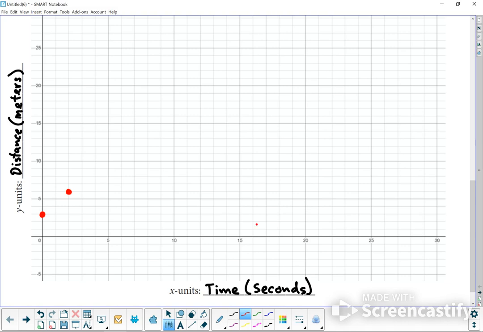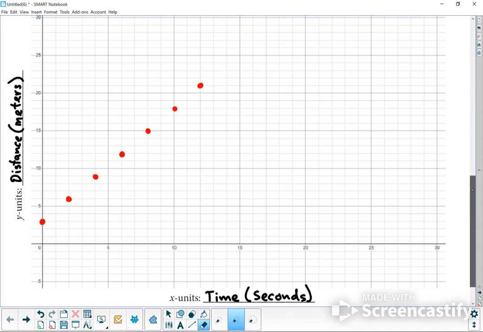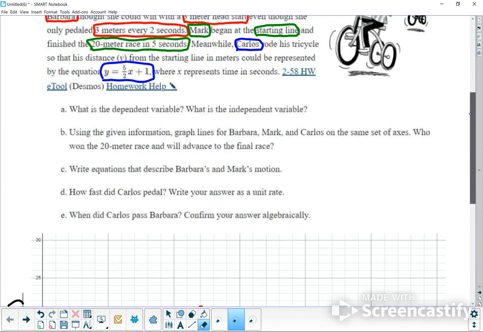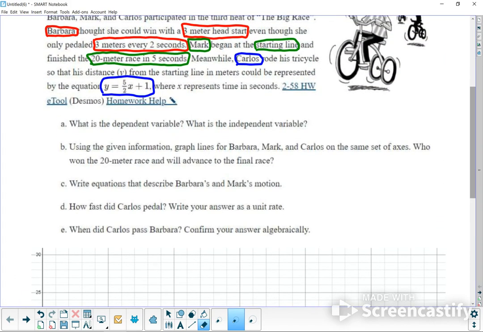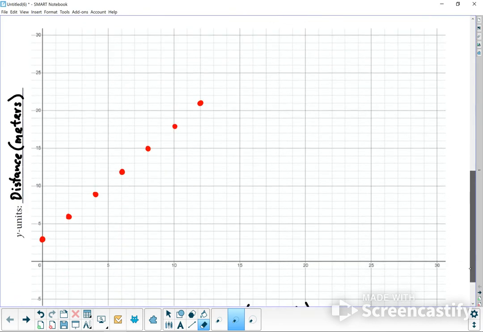So I'm not going to use the line. I'm just going to keep up with this rate. So up 3 over 2. Up 3 over 2. Up 3 over 2. And the race is 20 meters, so up 3 over 2. Oops. I believe it was 20 meters, right? Let me read this again. Yeah, it's a 20-meter race. Okay, so that's Barbara.